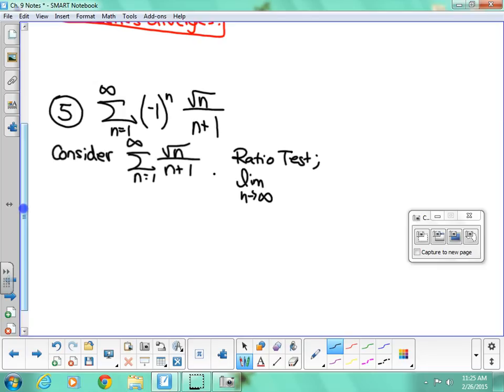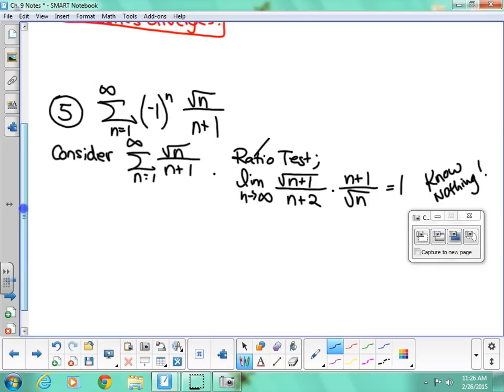limit as n goes to infinity, you get square root of n plus 1 all over n plus 1 plus 1, n plus 2, times, flip it, square root of n over n plus 1. What's the limit? Well, I have n root n and n root n, right? Yeah. Limit equals 1. This is an example of I know nothing from my ratio test.